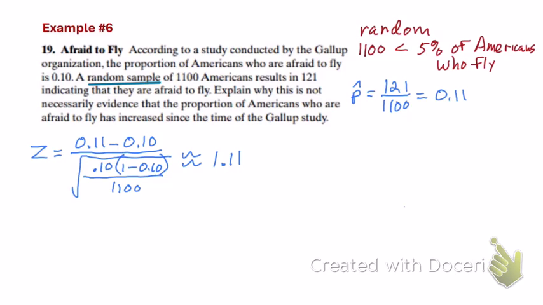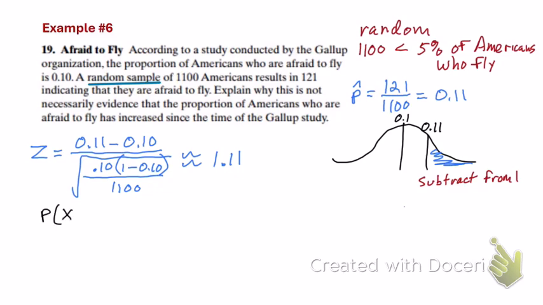Now, please understand what that represents. That means assuming that the Gallup poll was right and that it's still 10%, the probability of getting a sample to come out at 11%, there's my z-score for it. So I look that up in the table, make my drawing here. And which side am I looking at? That many or more, right? So one more time, I've got to subtract my results from 1. And when I do, I'm getting this probability.